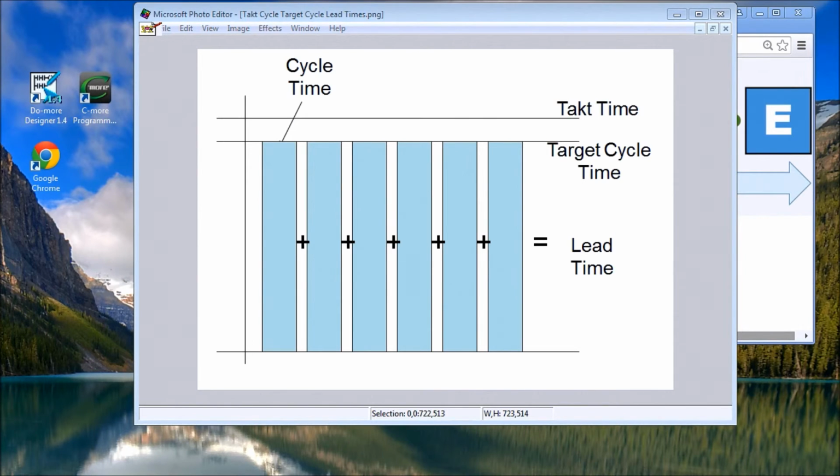As you can see, takt time is very important in order to keep everything lean, get our product going through the plant, and to actually look at and study your production.